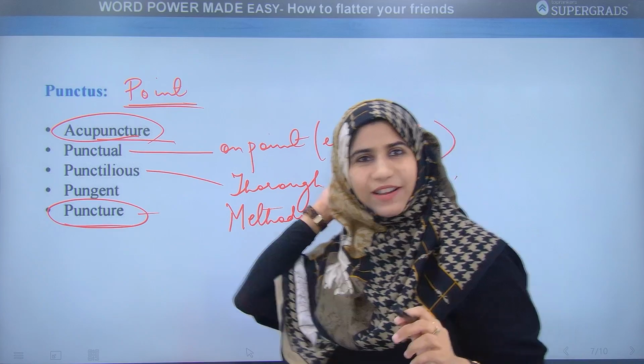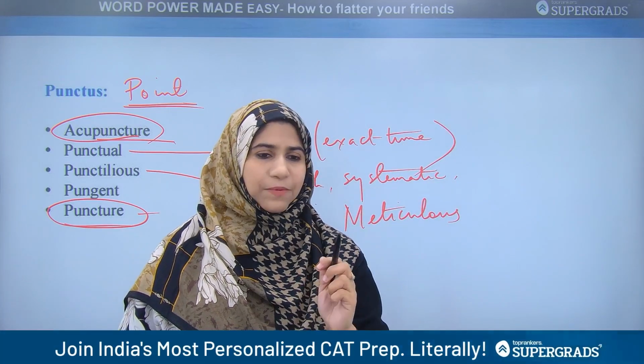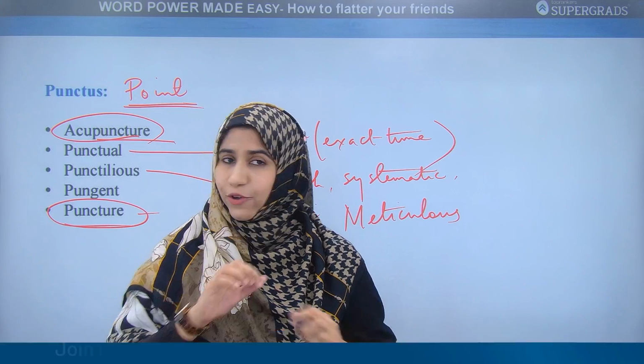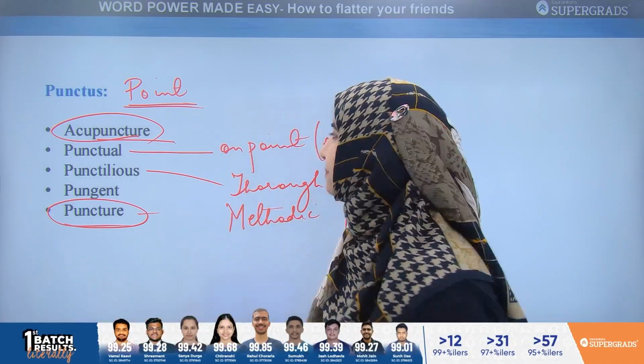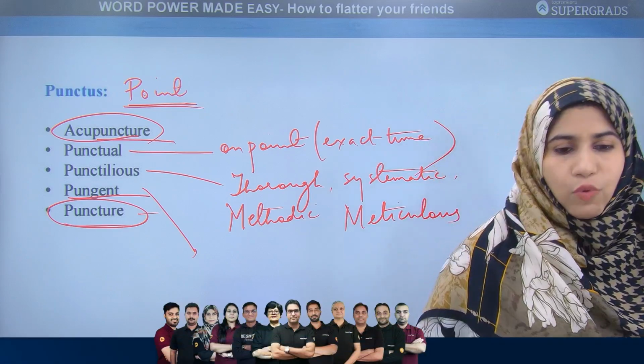एक भी पॉइंट मिस नहीं होता. You keep all the details in your mind and you take all the steps, step by step, point by point. You don't miss anything. You're that thorough. Okay. Pungent. Pungent, we all know what is pungent.